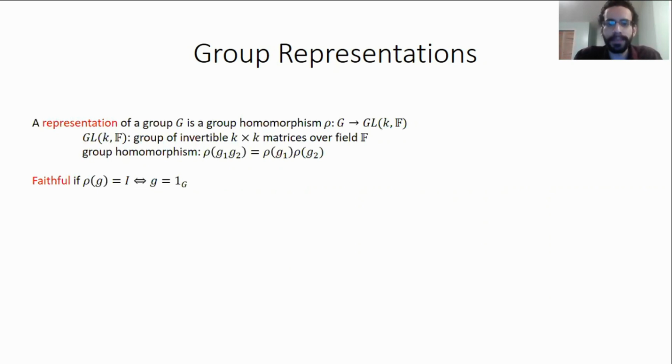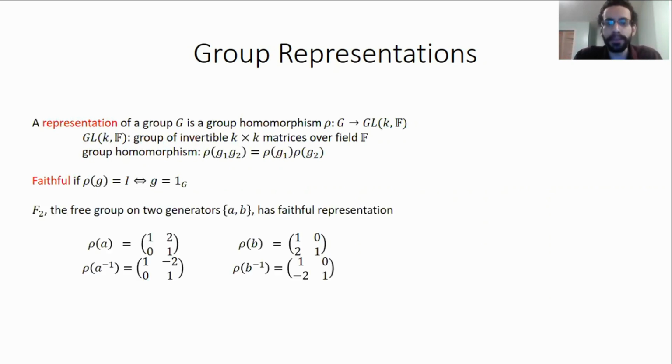For example, F2, the free group on two generators, A and B, has the following faithful representation, rho, which takes the generator A to the matrix 1, 2, 0, 1, and the generator B to the matrix 1, 0, 2, 1. Of course, as rho is a homomorphism, as soon as you define the value of rho on the generators, you define the value of rho on the entire group. And so rho takes the inverses of the two generators to the matrices shown.